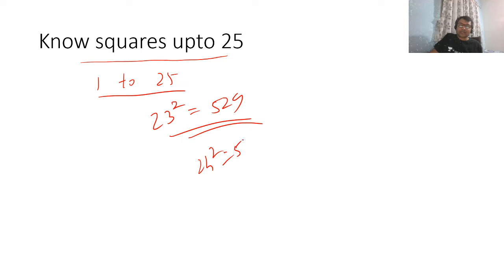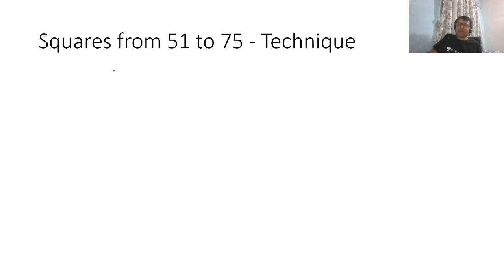Okay, now coming to squares from 51 to 75. The technique remains the same as we did for 26 to 50. Remember what we did for 26 to 50? Find out the difference between the number and 50, and then subtract it. From 51 to 75 we add. For example, if I want to find 53 squared, 53 is 3 more than 50. It is 50 plus 3, right?